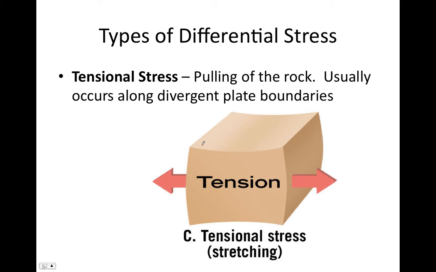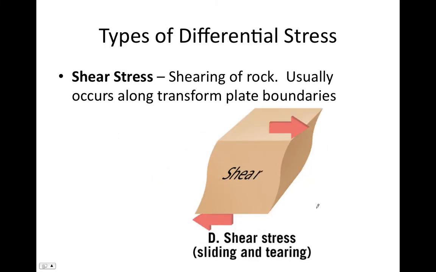The next type of differential stress is tensional stress. This is when the rock is being pulled apart, okay, in opposing directions. This type of differential stress is commonly found along divergent plate boundaries. And finally, we have shear stress, where we have parallel forces that are offset, shearing the rock. The shear stress is usually found along transform plate boundaries.